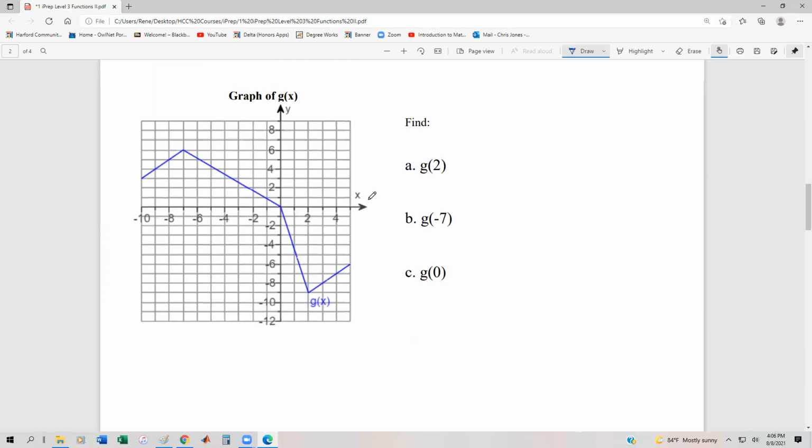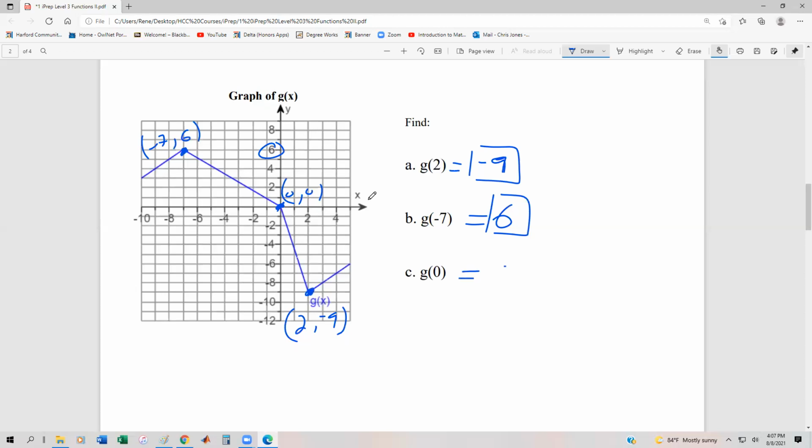Same thing for this graph, right? So if we look at the point where x is 2, we go here, and this is going to be the point (2, -9). So our output for here is going to be -9. At -7, it's going to be this point right here. So this is going to be the point (-7, 6), and it lines up specifically with 6 on our graph. And then finally, right here is specifically the origin. That's the point (0, 0). So our y value is going to be 0 for that.